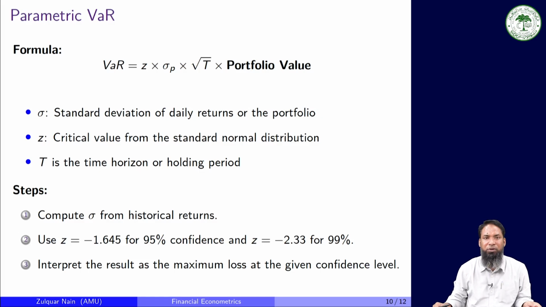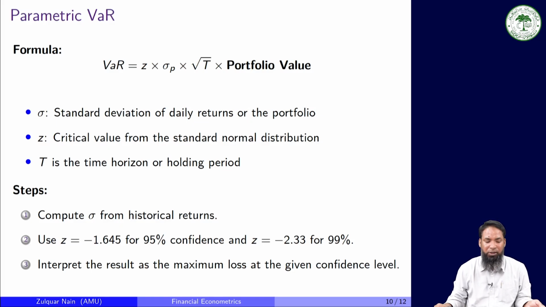Then we'll be using the parametric value at risk method, where we have the formula which we have already discussed, that is we'll take Z multiplied by sigma P into the square root of T multiplied by the portfolio value, where sigma is the standard deviation of the daily returns of the portfolio, Z is the critical value from the standard normal distribution, T is the time horizon or the holding period, and portfolio value is easy to understand by the name.